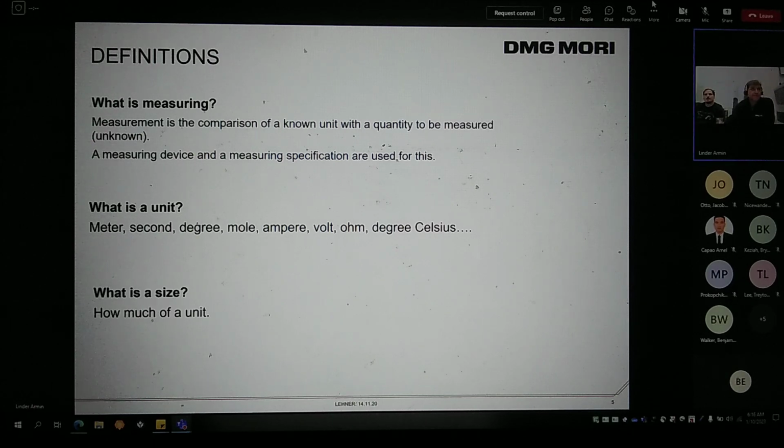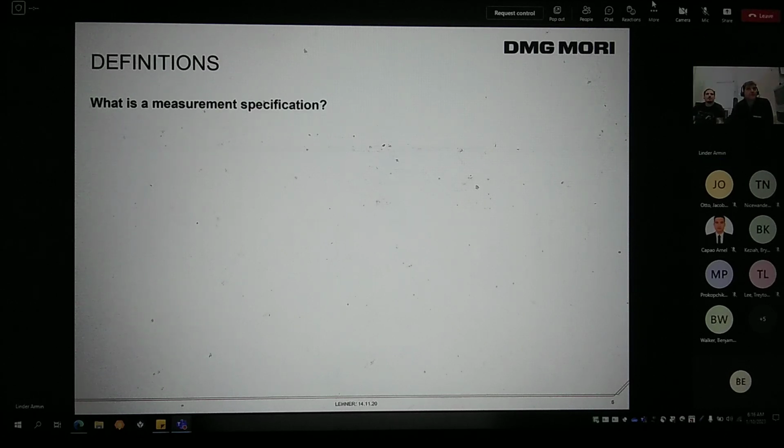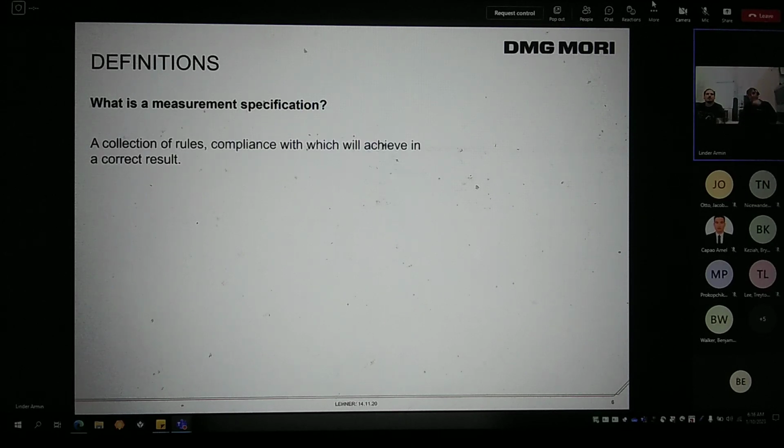And what is the size? You know it from your pants or sometimes your sweaters. You have to choose the right size, and also the right size of our units, for example meters, seconds, micrometers. So specifications are a collection of rules, compliance, and we achieve a correct result.